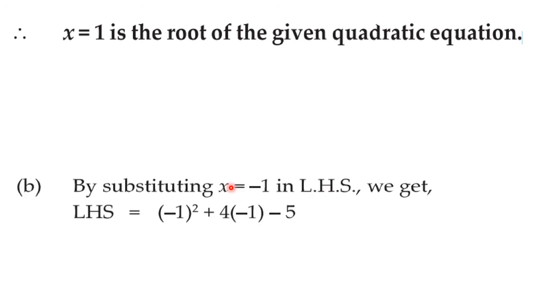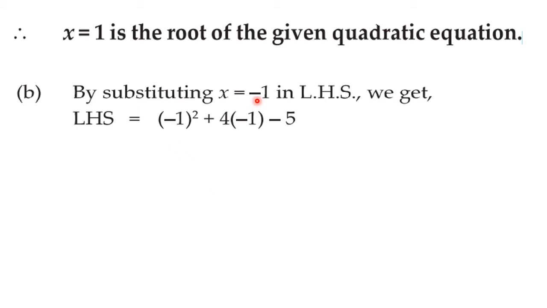Now we will substitute x is equal to minus 1 in LHS. That means here in LHS, x we will replace by minus 1. So left hand side will become minus 1 square plus 4 into minus 1 minus 5. So here minus 1 square is plus 1 and 4 into minus 1 is minus 4 and here minus 5. So what you can observe here, these two are having the same sign. So minus 4 and minus 5 will give us minus 9. Minus 9 plus 1, the answer is minus 8.